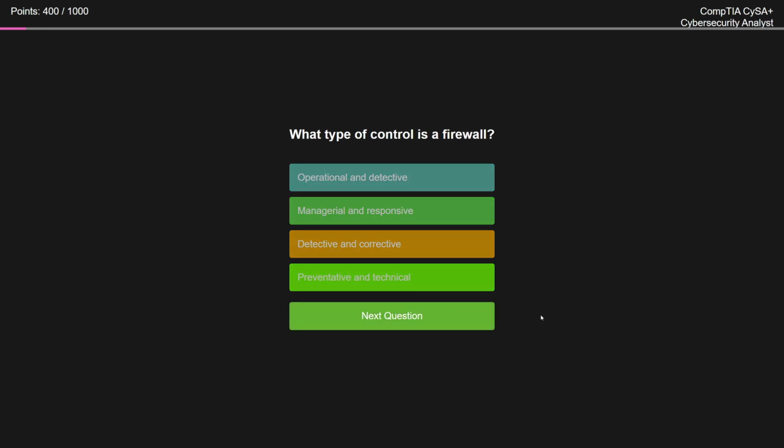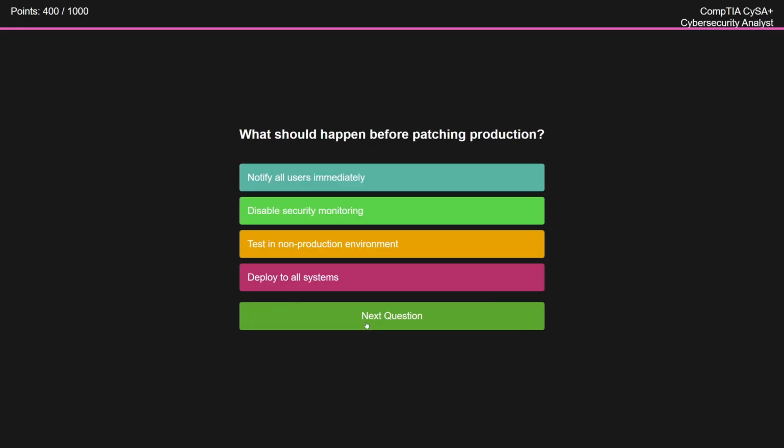I guess it does prevent stuff because it can block IP addresses, so it's preventing that IP address from doing something. So I guess it is preventative. It's blocking that IP address and saying this IP address isn't allowed to do this. This IP address isn't allowed to do that. Or this IP address is allowed to do that. Only this IP address is allowed to do this.